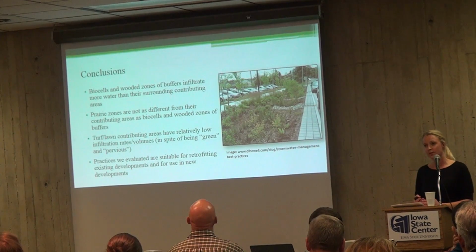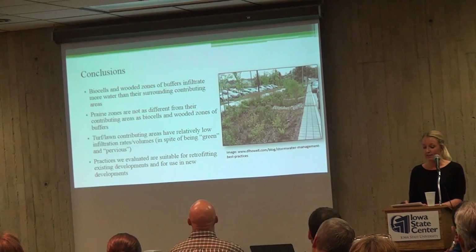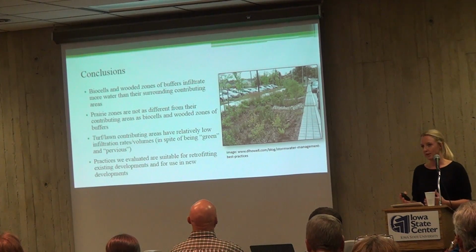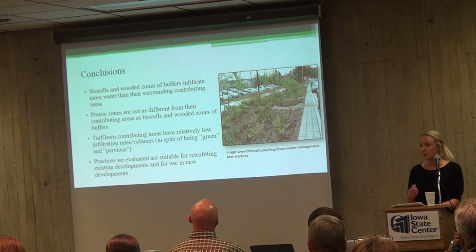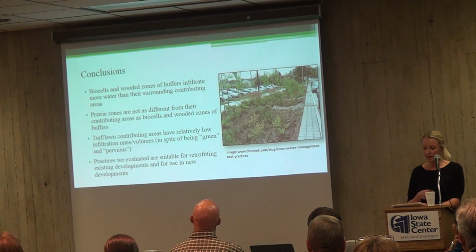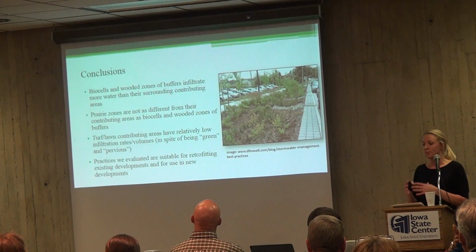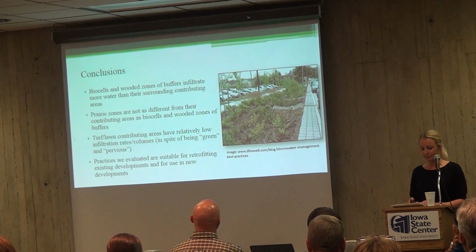To conclude, we found that the biocells and the wooded zones of the buffers infiltrated more water than their surrounding contributing environments. This may be because the bioretention cells were designed with an engineered soil mixture, so the sandy composition of that soil could have aided the success in the infiltration rates. We also noticed that prairie zones, either acting as a BMP themselves or as a buffer, did not perform much differently than their contributing counterpart areas. We can recognize, however, that turf lawns, which made up all of our contributing areas, despite being a permeable surface, did not act as a high-performance infiltration mechanism for stormwater management.